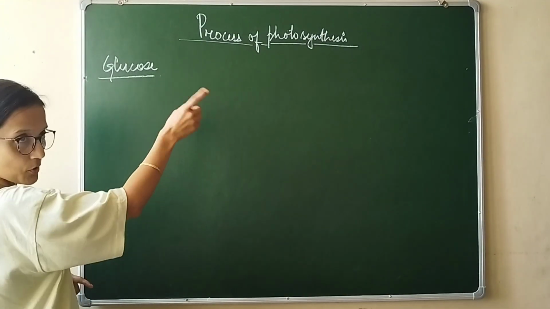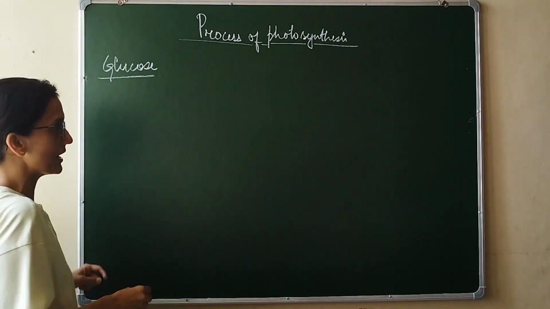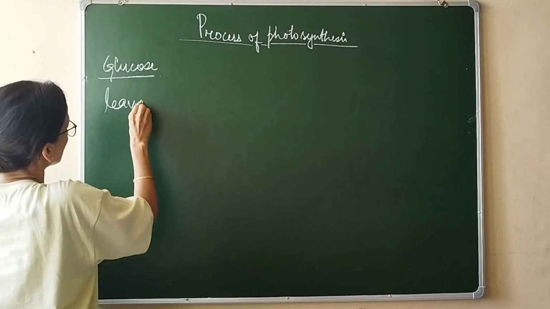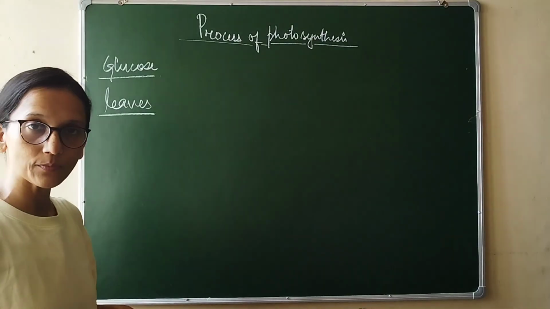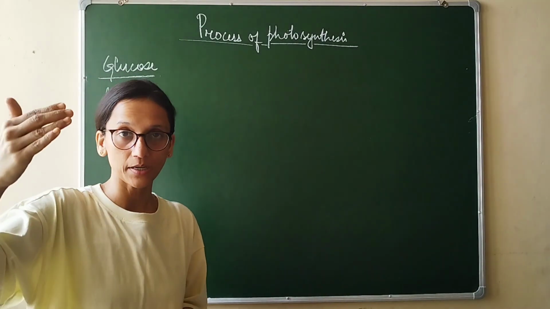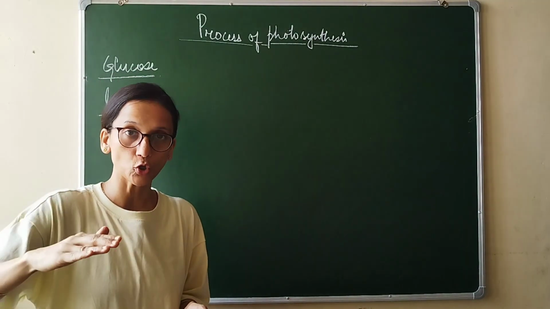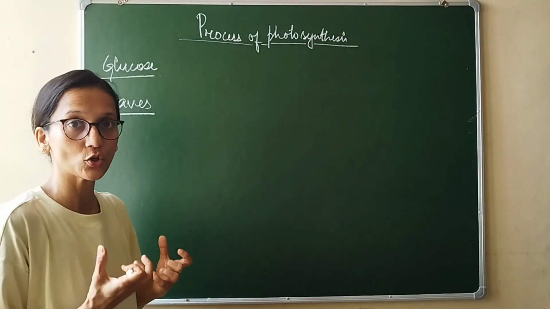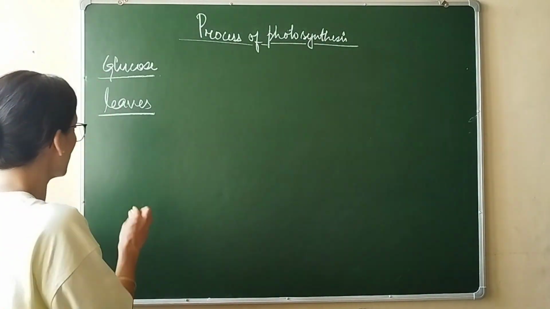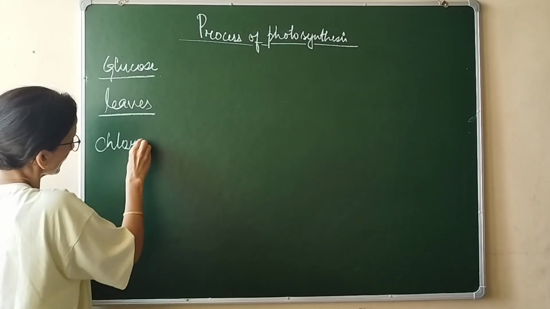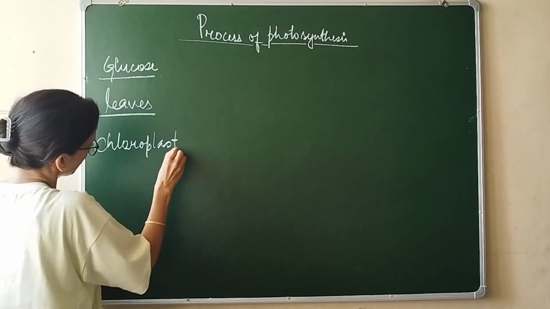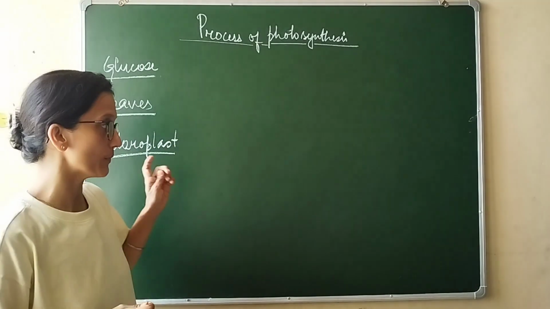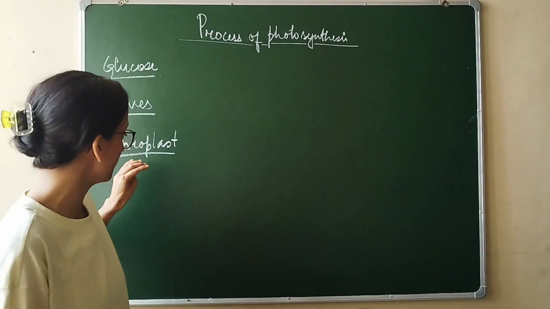Where exactly does this process take place, in which part of the plant body? It takes place in the leaves. Where in the leaves? Because in leaves we know there are layers: upper epidermis, palisade mesophyll, spongy mesophyll, lower epidermis. So mainly the concentration of chloroplast, which if you remember is the organelle that is necessary for trapping solar energy. So photosynthesis is practically impossible without this.